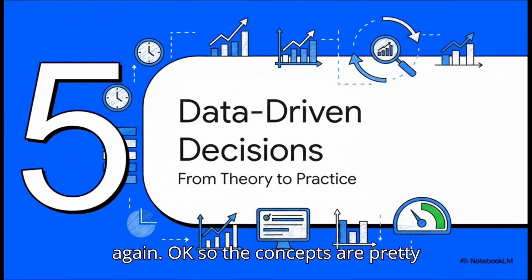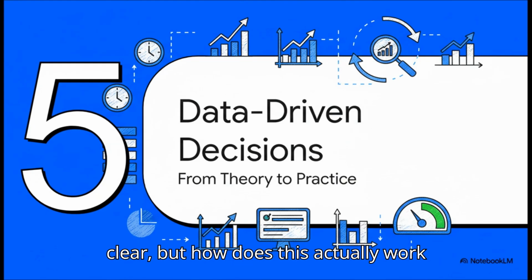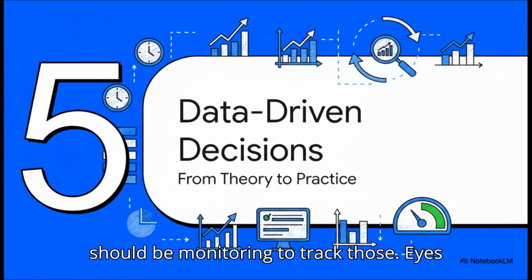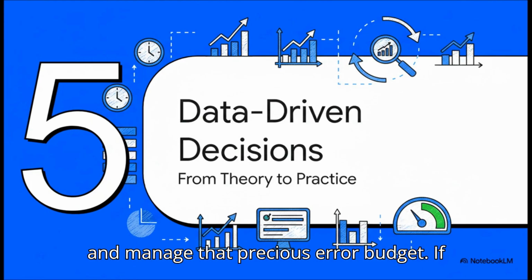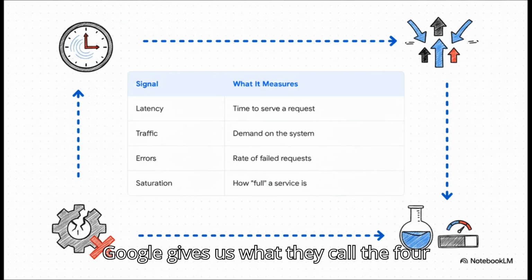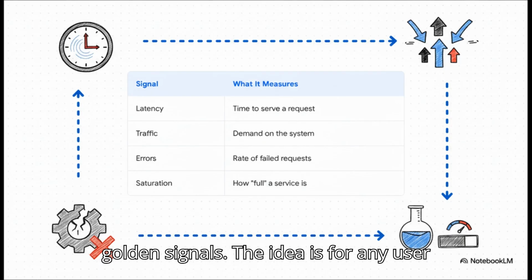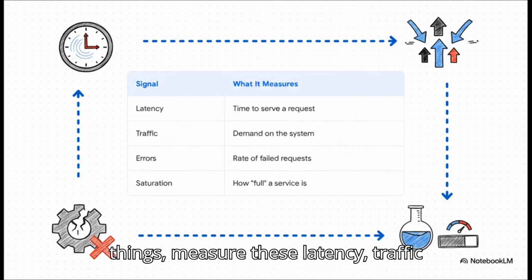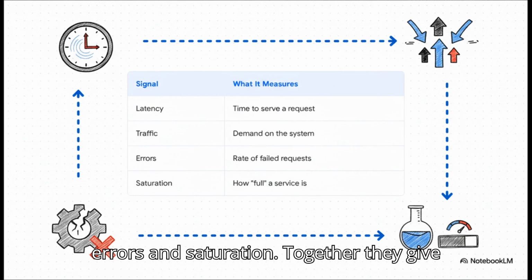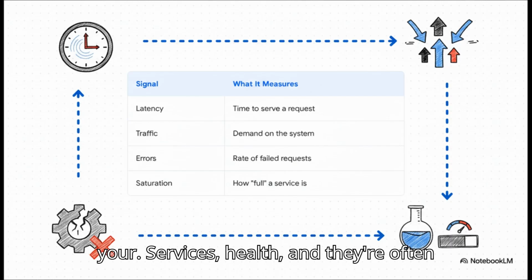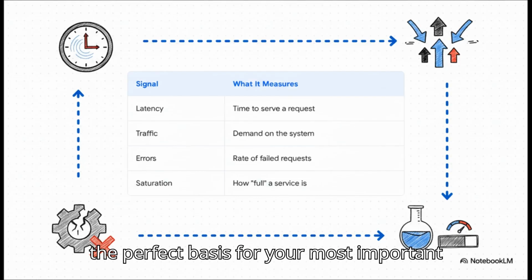Okay, so the concepts are pretty clear, but how does this actually work day to day? Let's talk about what you should be monitoring to track those SLIs and manage that precious error budget. If you're wondering where to even start, Google gives us what they call the 4 golden signals. The idea is, for any user-facing system, if you can only measure 4 things, measure these: latency, traffic, errors, and saturation. Together, they give you a really solid, high-level view of your service's health, and they're often the perfect basis for your most important SLIs.